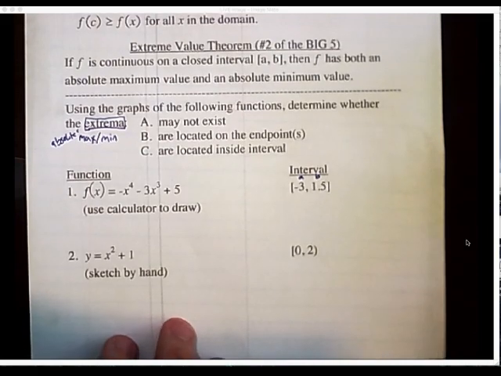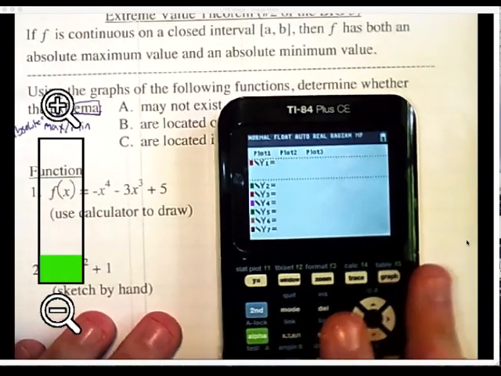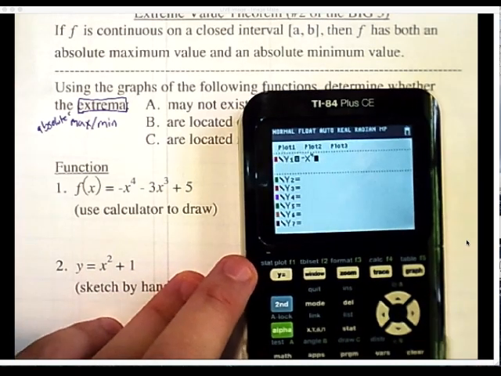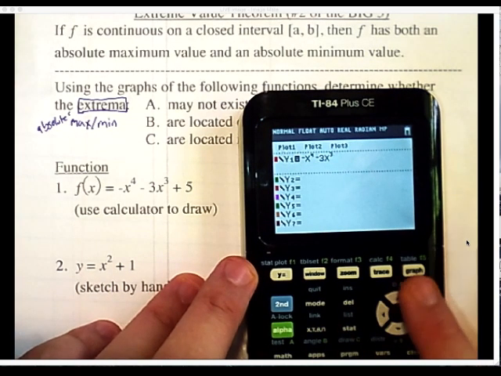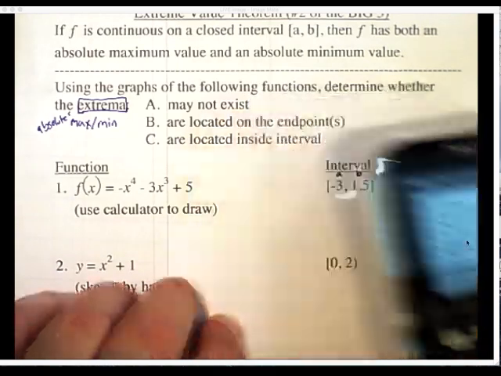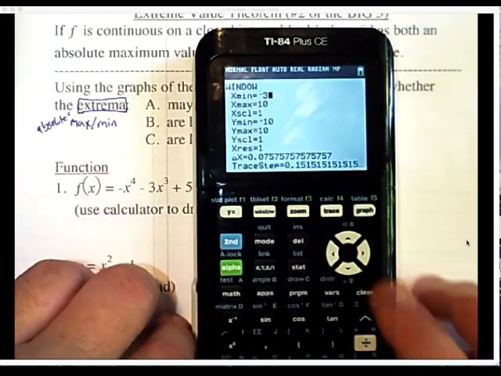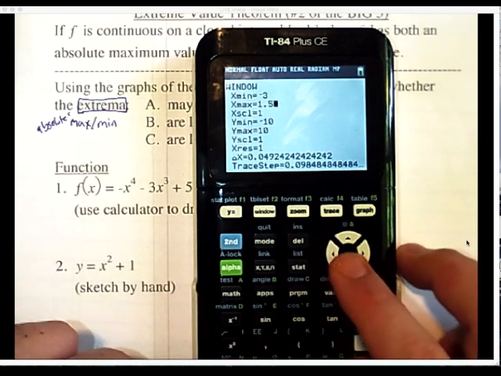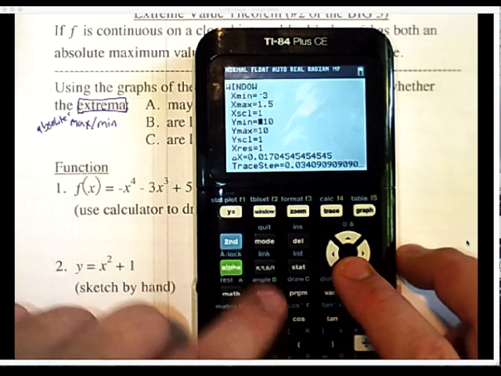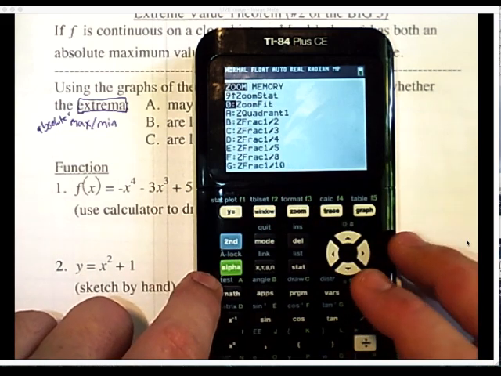All right. So I'm going to go ahead and type that in. Negative x to the fourth minus 3x cubed plus 5. Okay, and I want to focus that in on the interval from -3 to 1.5. So I'm going to change my x-min and x-max to -3 and 1.5. I'm going to scale it by ones. And then I don't know how high or how low it's going to get, so I'm going to go zoom 0, zoom fit.